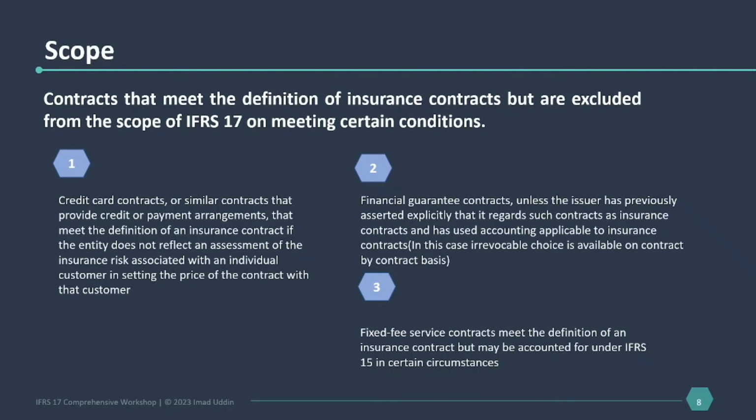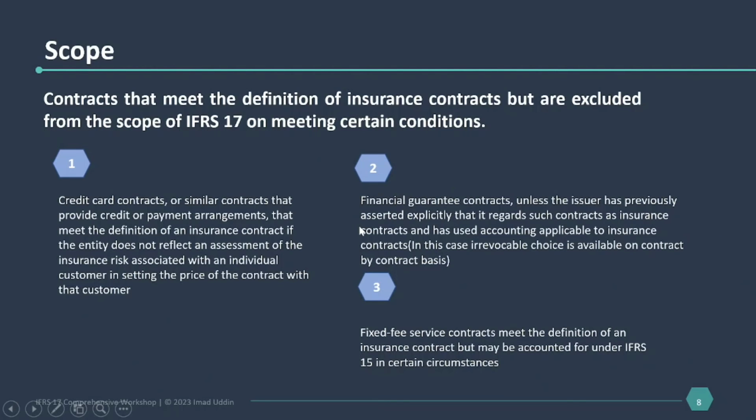Now, there are some gray areas. There are some contracts that may meet the definition of insurance contracts, but still may be included or excluded from IFRS 17. We're not going to go into detail of when they might or might not be excluded. We will discuss these later, a little bit in the context of IFRS 9 and a little bit more about fixed fee contracts when we talk about IFRS 15. Right now, just remember that there are credit card contracts with some insurance components, and in some cases, they are excluded from the scope of IFRS 17.